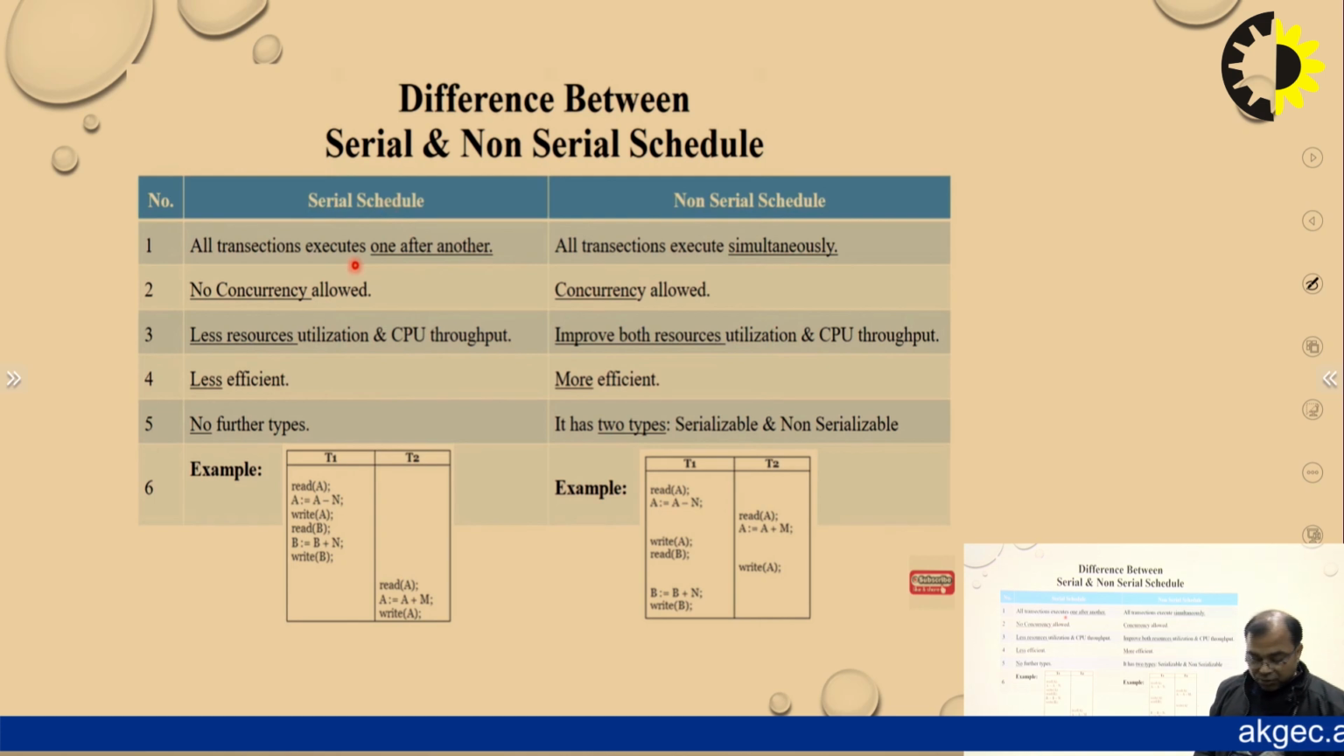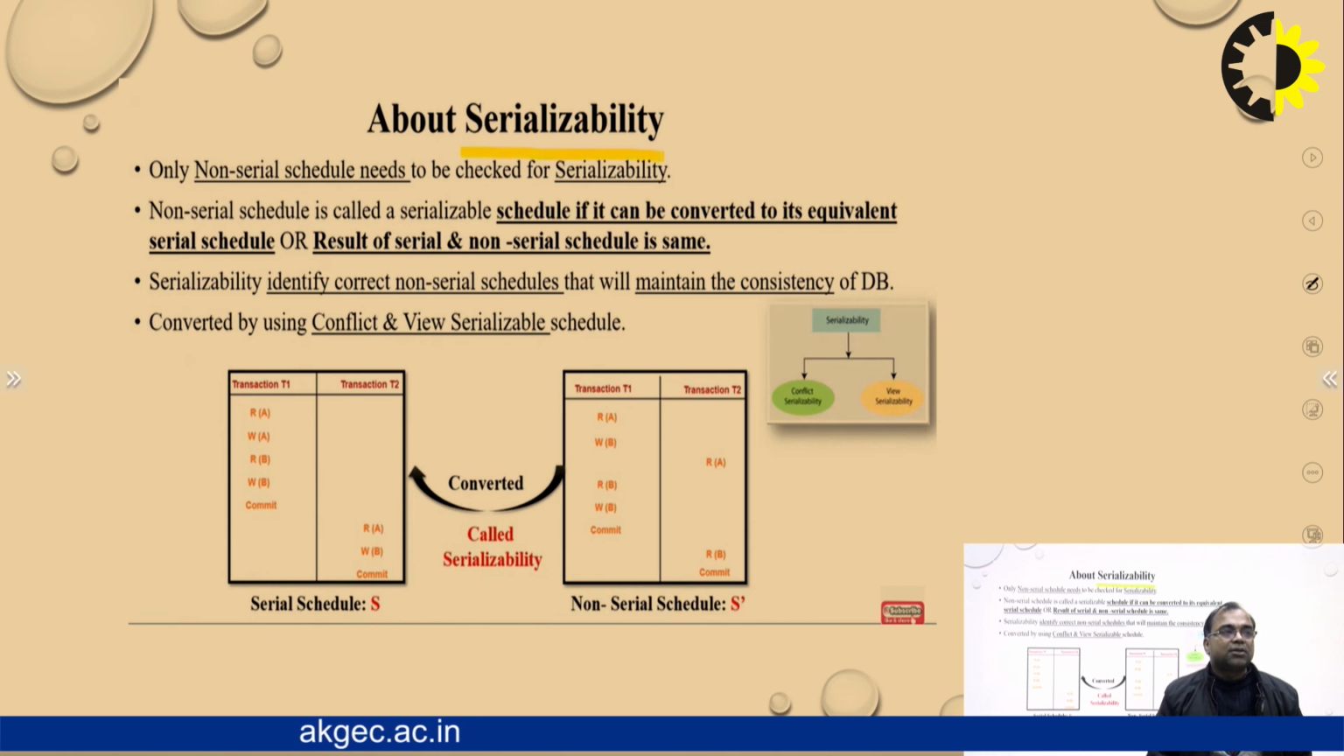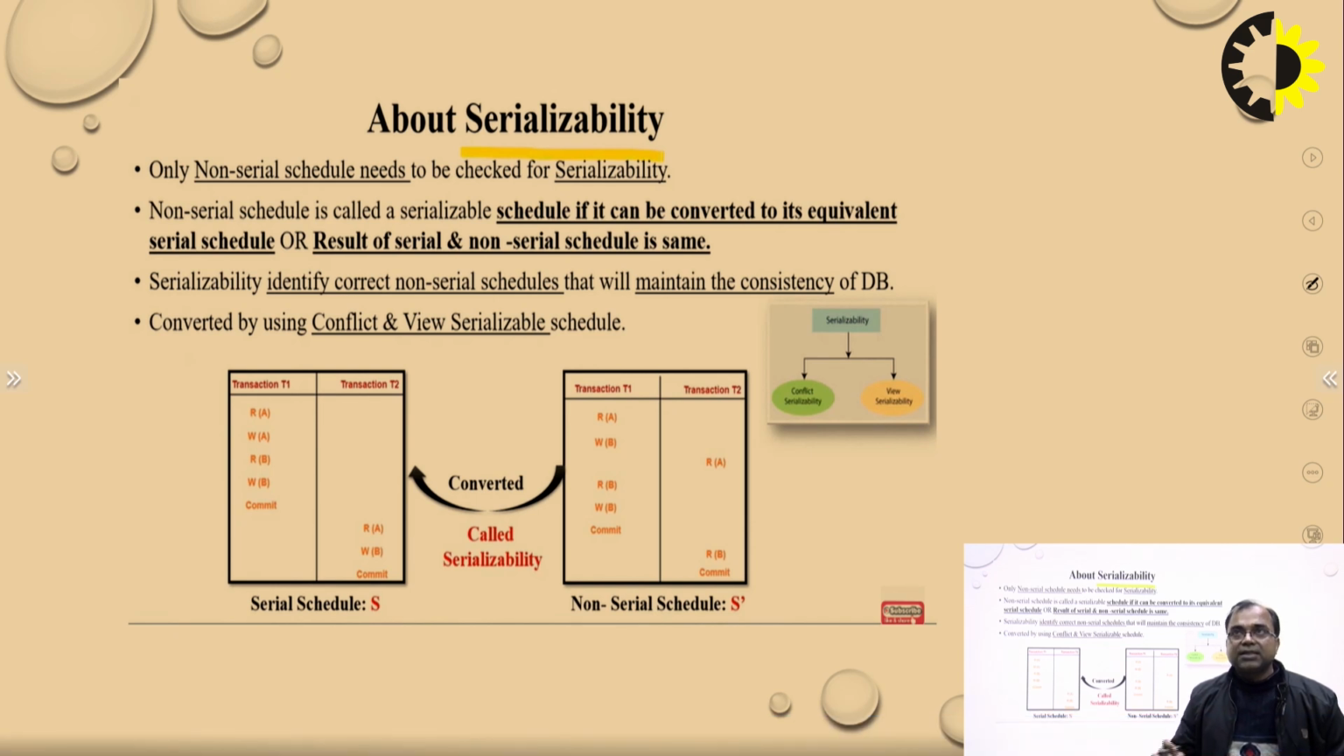Clear? Now, if we talk about non-serial schedules, first we have serializability. How do we come to know what is serializable? Only a non-serial schedule needs to be checked for serializability. If it is serial, there is no concern of serializability. But if we talk about non-serial schedules, then we have to check whether it is serializable or not. So serializability is checked only for non-serial schedules.